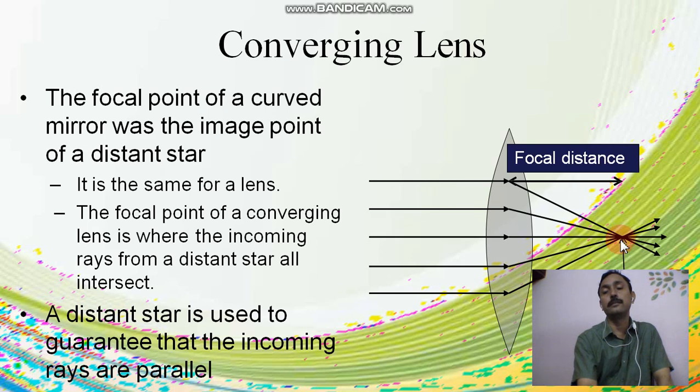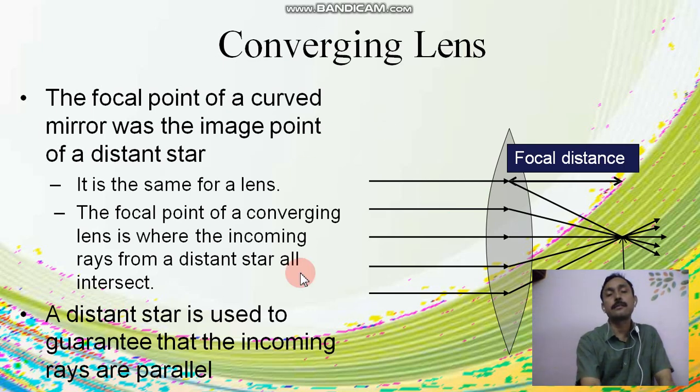So they are meeting at this point. This point is the focal point. It is the same for a lens. The focal point of a converging lens is where the incoming rays from a distant star all intersect.